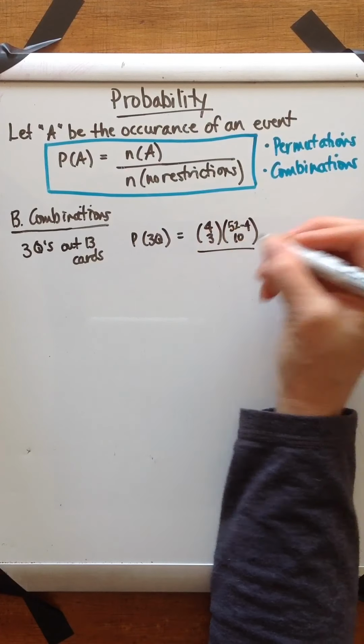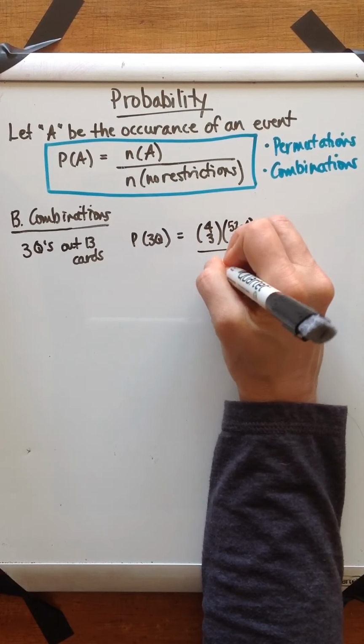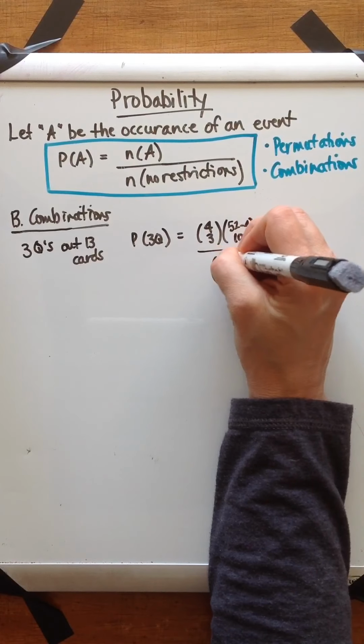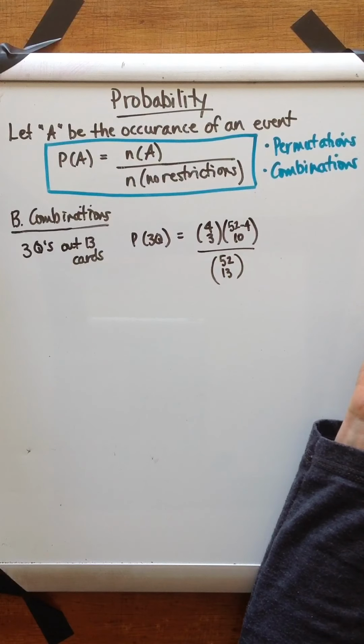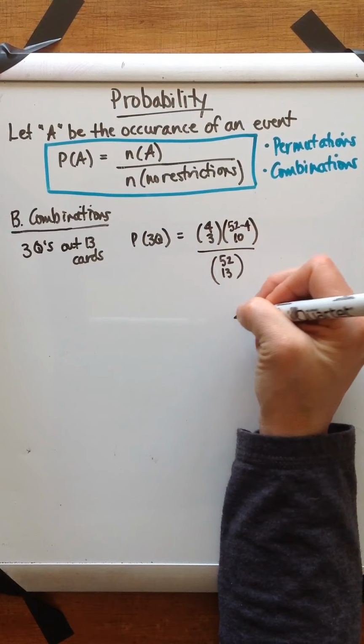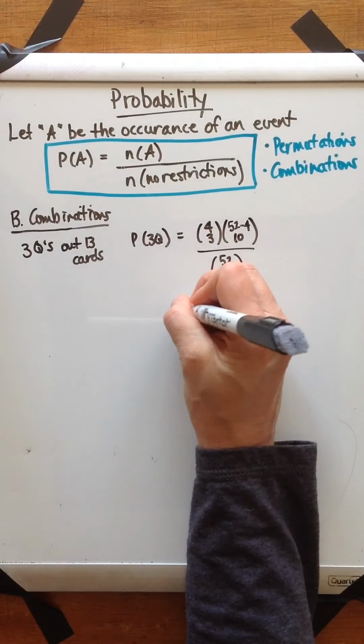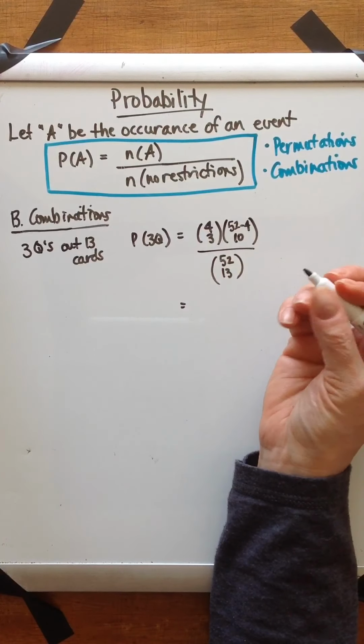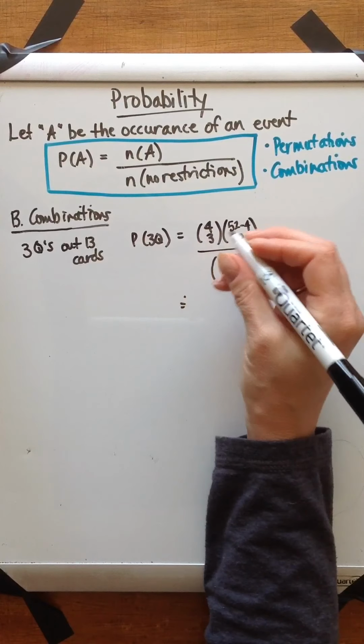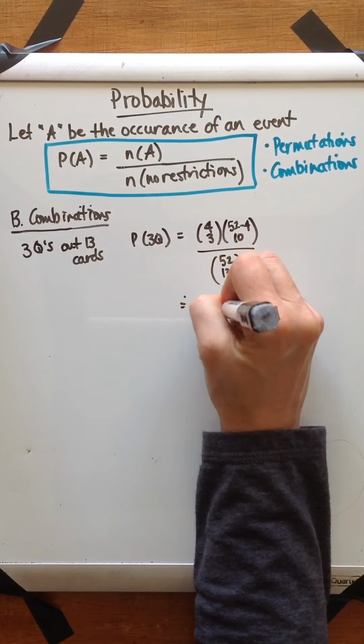Now, if we don't care what your bridge hand looks like, your 13 cards, no restrictions, we can just say 52 choose 13. If you calculate this, you'll get a decimal of 0.0412, or you can express it as a percentage, 4.12%.